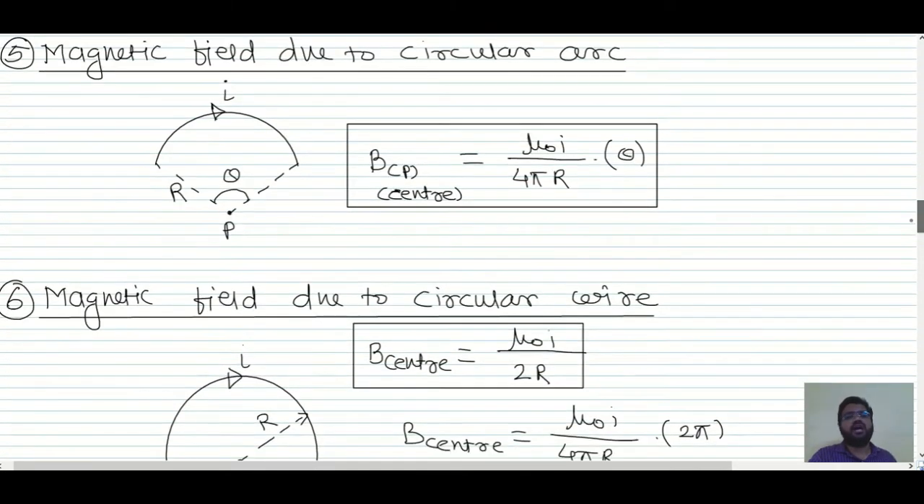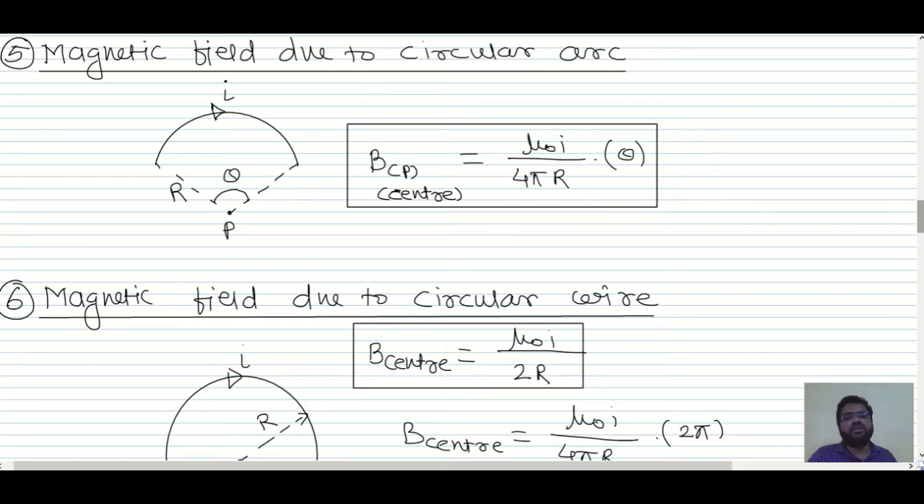Now due to an arc, it is mu naught I divided by 4 pi r, this constant, into theta; you have to multiply by just the theta value. For a complete circle theta is 2 pi, for a semicircle it is pi, for a quarter circle it is pi by 2, for one-eighth of a circle it is pi by 4. Likewise, you can find the magnetic field due to a circular arc.